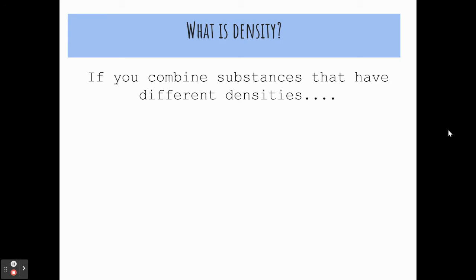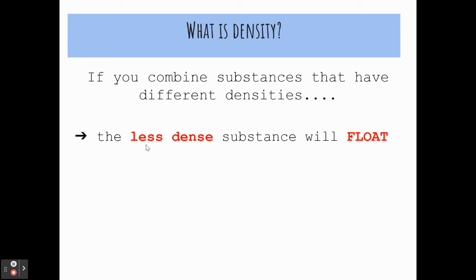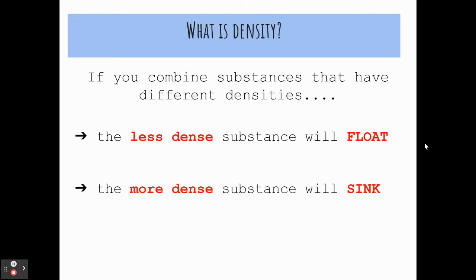So if you combine substances that have different densities, then the less dense substance will float, and the more dense substance will sink.